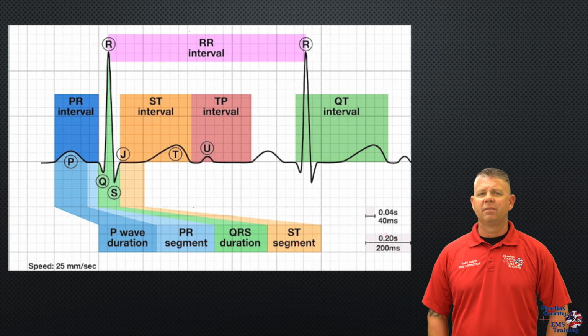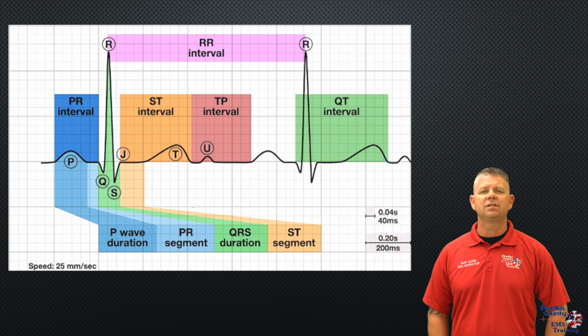ST interval is measured from the J point to the end of the T wave, and the TP interval is the end of the T wave to the beginning of the next P wave when the heart is actually silent. The QT interval represents the entire depolarization and repolarization timeline. It's measured from the beginning of the QRS complex to the end of the T wave.